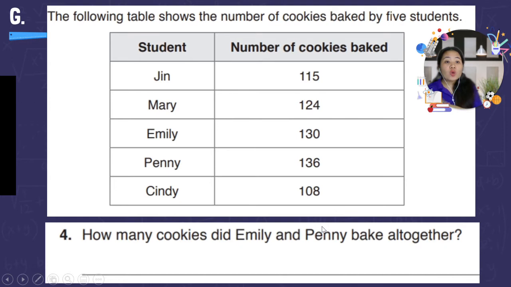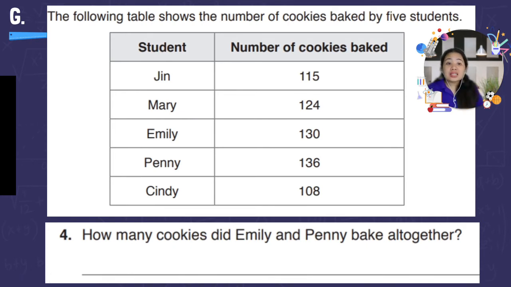Number 4, how many cookies did Emily and Penny bake all together? So you can already see "bake all together." In number 3, you were asked how many more, so we subtract. But if the question is how many only, you have to add. It depends on the question. But it says all together, so you have to count.